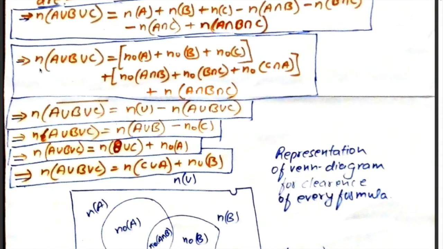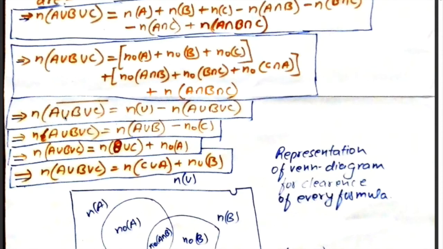Next formula for the same solution: n(A union B union C) equals n(only A) plus n(only B) plus n(only C) plus n(only A intersection B) plus n(only B intersection C) plus n(only C intersection A) plus n(A intersection B intersection C). Here nothing is subtracted, only added, but in the first formula some intersections are subtracted and some are added, whereas in the second formula every element is added only.